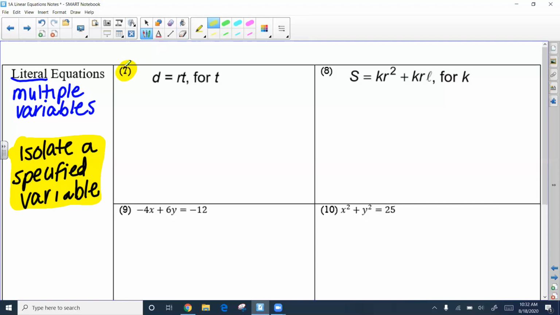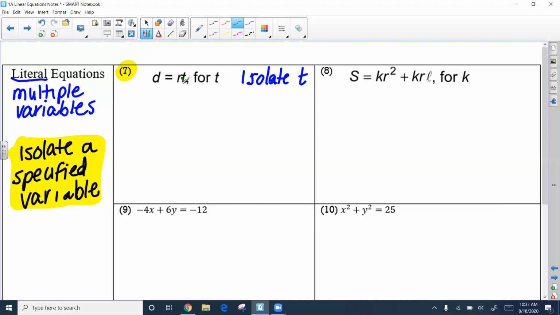All right, so write down the equation in number 7, D equals RT. That's the equation. And then it says for T. So we're trying to solve for T. So if you hear the expression solve for T, it's just going to mean that we're trying to isolate T. We're trying to get the T by itself. In this equation, D equals RT, the R and the T right next to each other means they're multiplied. This is R multiplied by T.